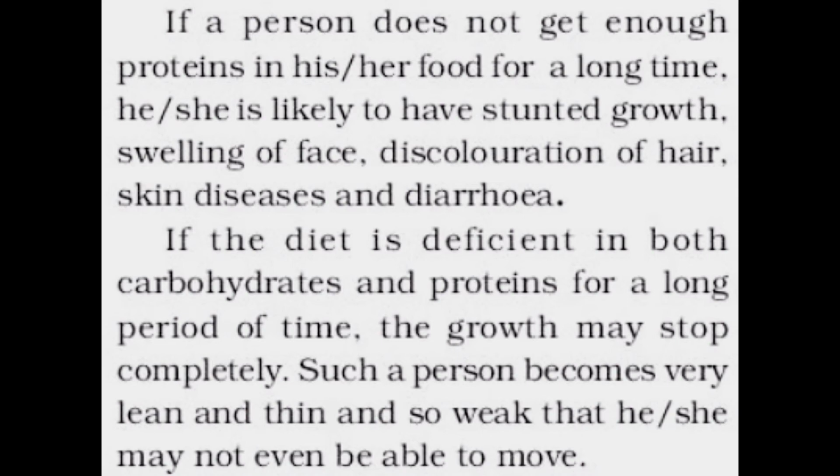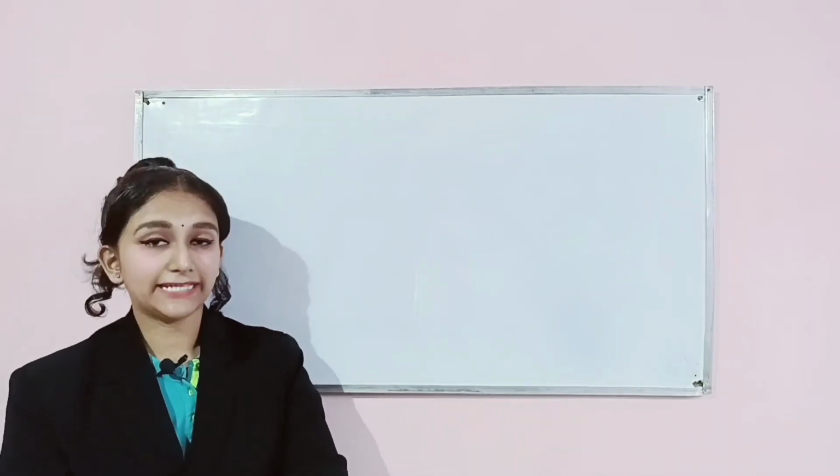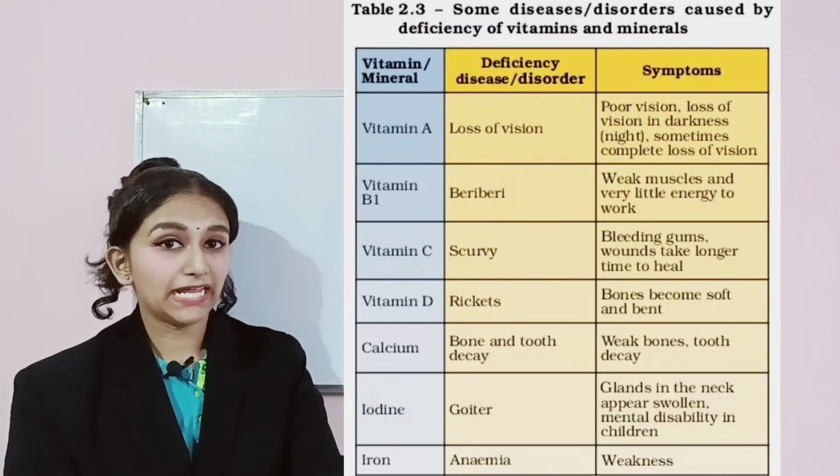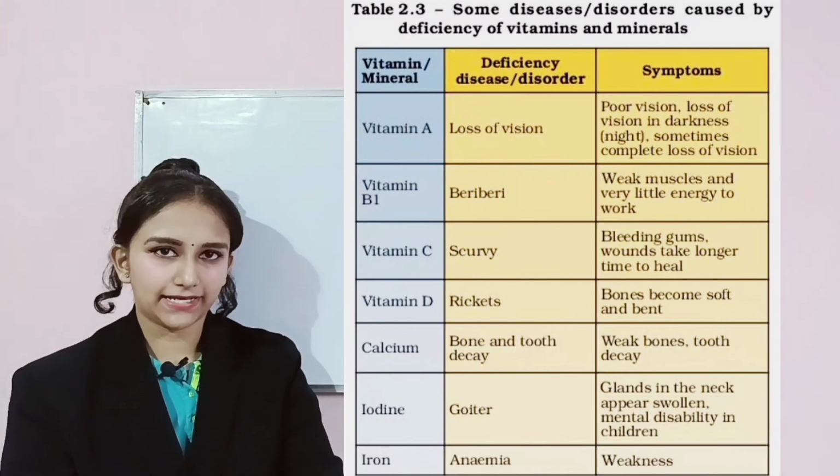If the diet is deficient in both carbohydrates and proteins for a long period of time, the growth may stop completely. Such a person becomes very lean and thin and so weak that he or she may not even be able to move. Take a look at table 2.3 on page number 16 of your NCERT textbook.